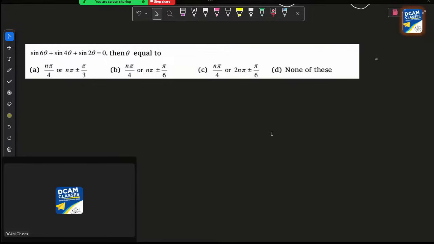Sir, option C. No, why are you doing it wrong? They said it's A. Everyone is getting the wrong answer. Your answer is C, they are saying it is A. So the mistake that you have done is in the B part, 2n pi plus or minus pi by 6, and n pi plus pi by 3. Check whether you have done a silly mistake or not.